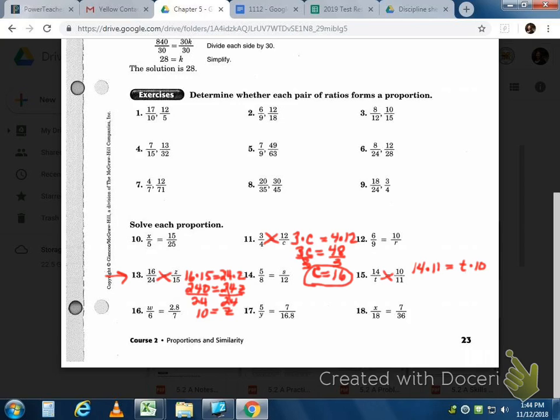What'd you get for 14 times 11? Anybody? Okay, 154. And how do I write T times 10? 10T. Good. How do I solve? Divide both by 10. When you're dividing by 10, what's that do to that problem?